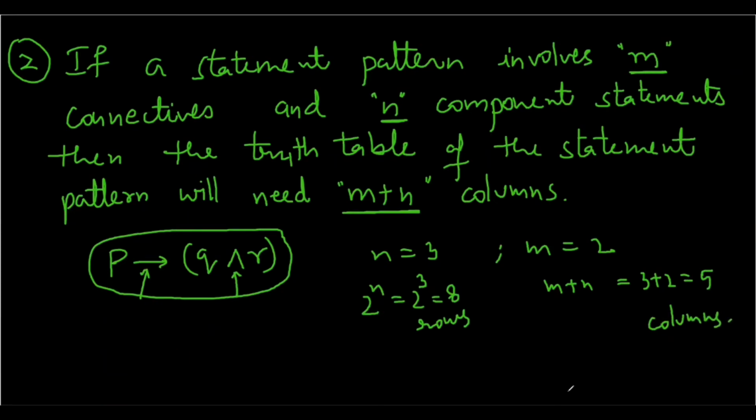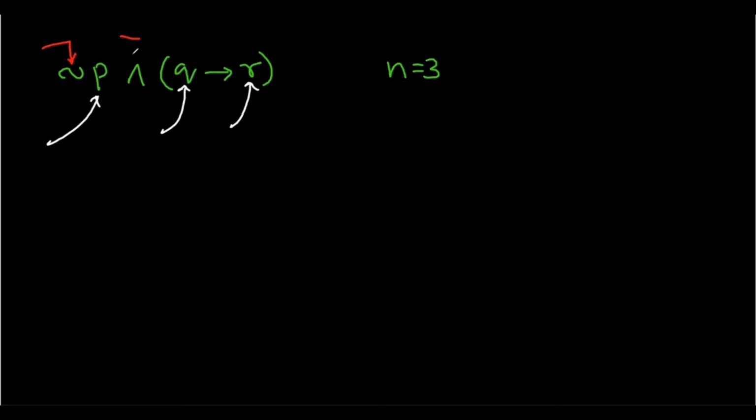Okay. Now let me have one more example. Suppose I have negation of P and Q implies R. So see here, what is n here, students? Remember, how many component statements? P, Q, R. 3 component statements. So here n equals 3. Okay. Then how many connectives? See here, connectives 1, 2, and 3. So m equals 3. M is also 3.